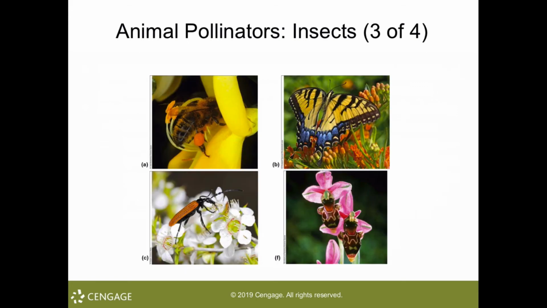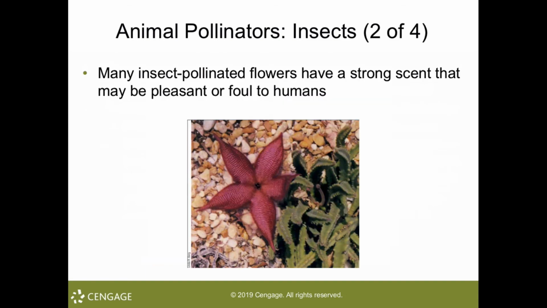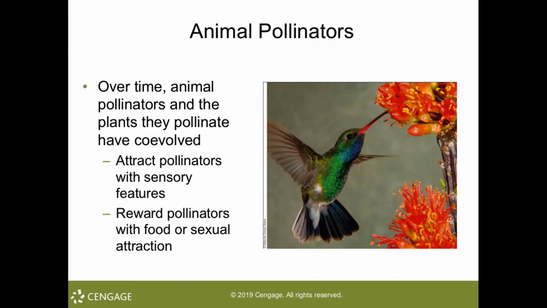Birds, such as hummingbirds. If you think back, yes. So mentioning the hummingbirds, they are important animal pollinators too. The flowers pollinated by birds are usually red, orange, or yellow because birds see well in this range of visible light. Because most birds do not have a strong sense of smell, the bird-pollinated flowers usually lack a scent.